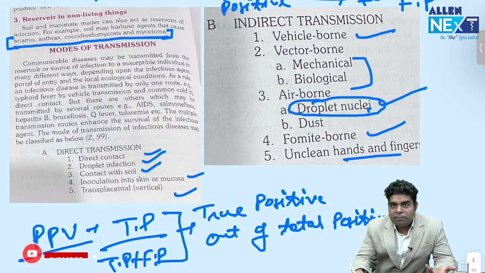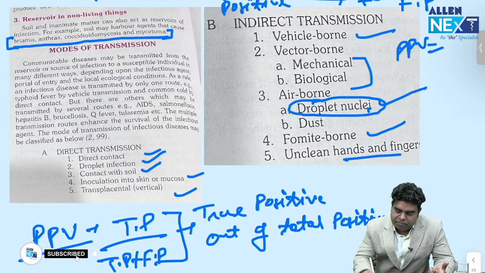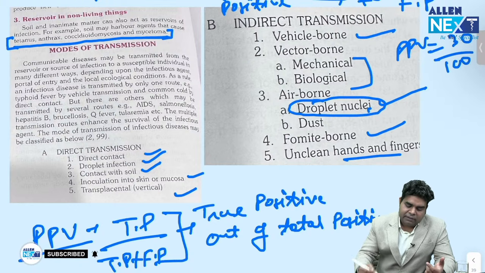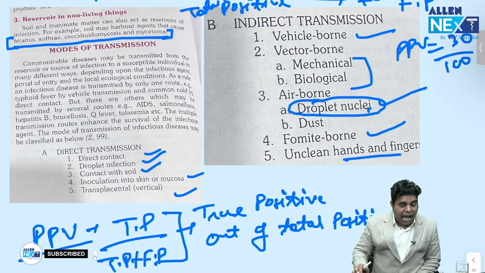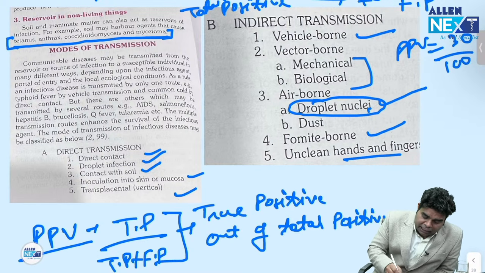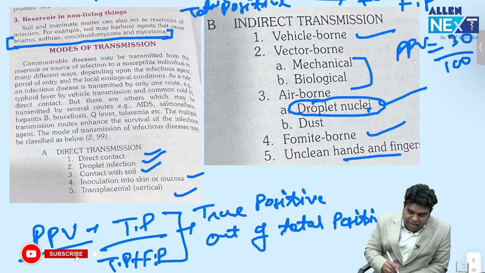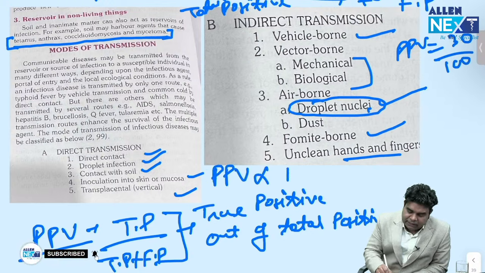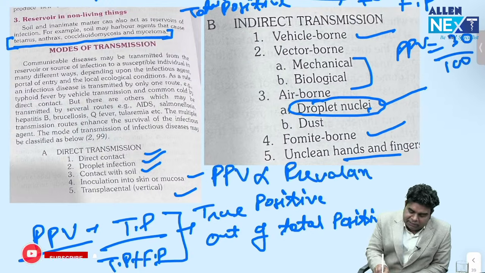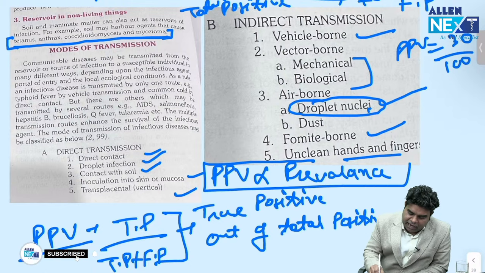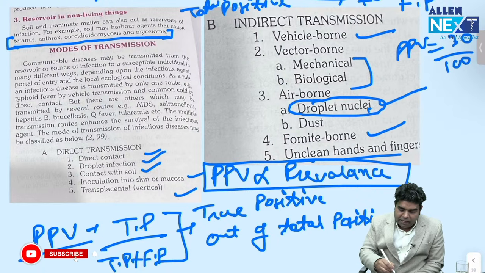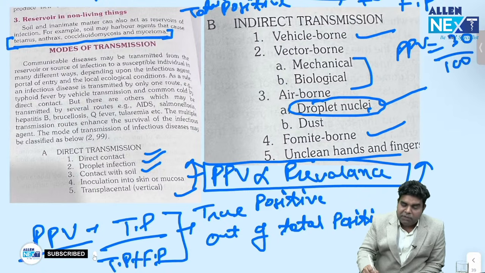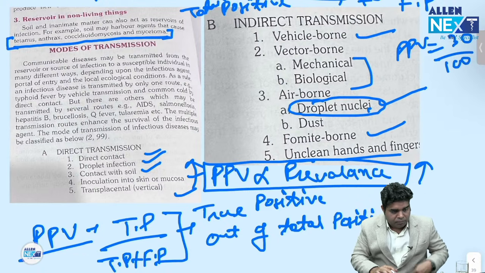So in this case, what will be the PPV? PPV will be 30 by 100. 30 by total positive. True positive by total positive. And the very important question is that PPV is directly proportional to prevalence of disease. Two times asked in NEET. So if there are more people in a population having the disease, PPV will be more. अगर ज्यादा लोग बीमार होंगे तो पीपीवी ज्यादा होगा. Okay.